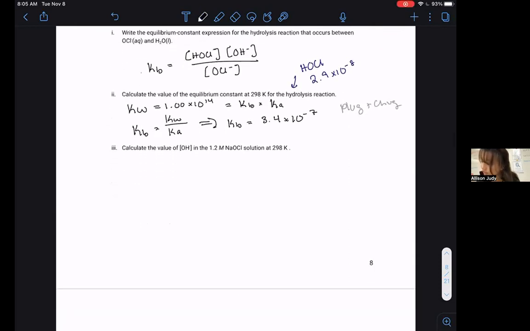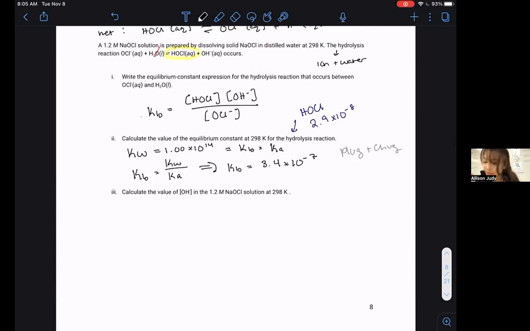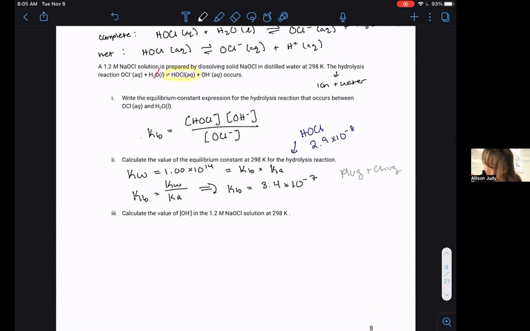Now we're being asked to calculate the value of OH minus in the 1.2 molar NaOCl solution at 298 K. Here, you are now being asked to consider an ICE table, because you're in equilibrium. So you need to set up an ICE table equilibrium. You're going to say OCl minus plus H2O, which by the way we won't include, goes to, or is in equilibrium producing, HOCl and OH minus.